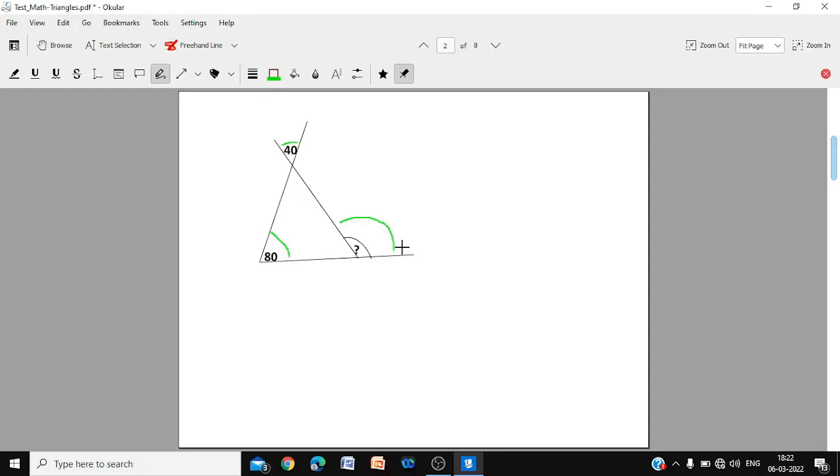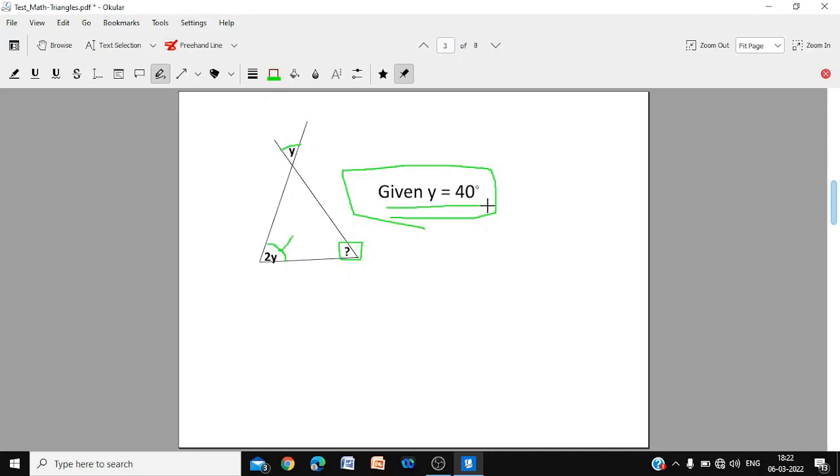Question number 2. Given y equal to 40 degrees. This angle is y. This angle is 2y. Then what is the value of the third angle where we have put the question mark? Find the value of this one. This is y, this is 2y, and y equal to 40 degrees.